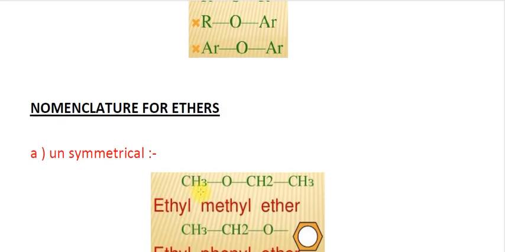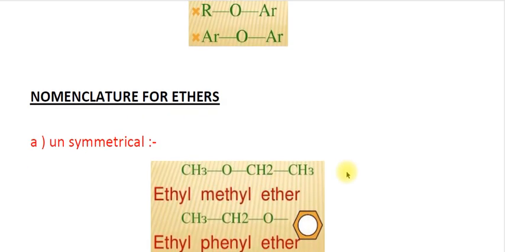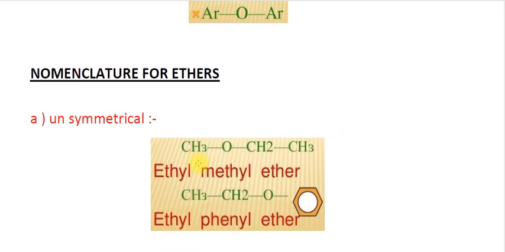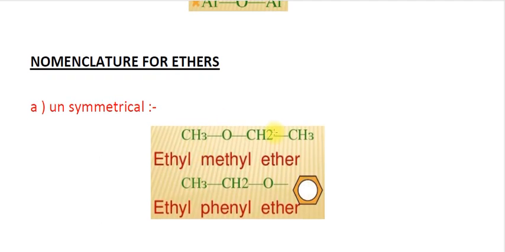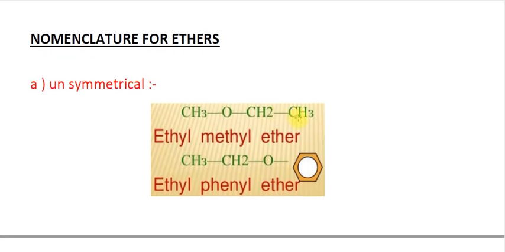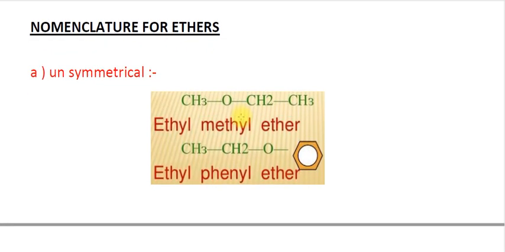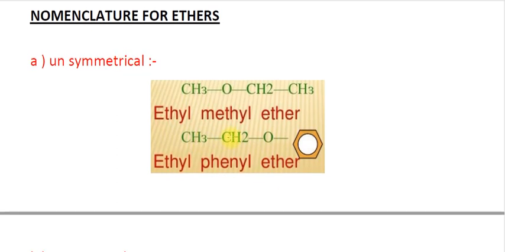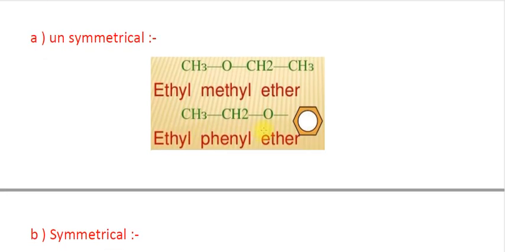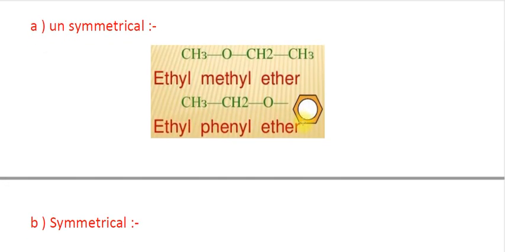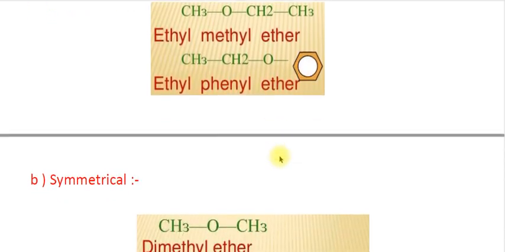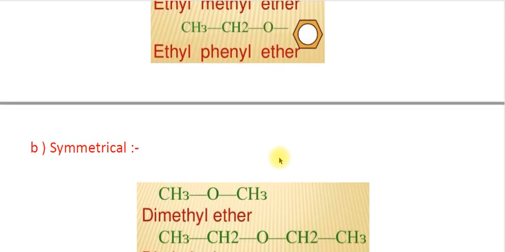Here, CH3OCH2CH3. Here the name is given with ethyl first. That means according to the alphabetical order, it is ethyl methyl ether. The next is ethyl phenyl ether. So this is an ethyl group and this is a phenyl group, and then it is an ether, so it is ethyl phenyl ether.